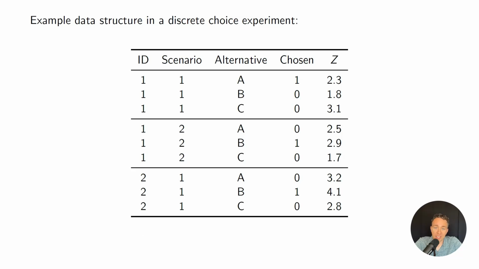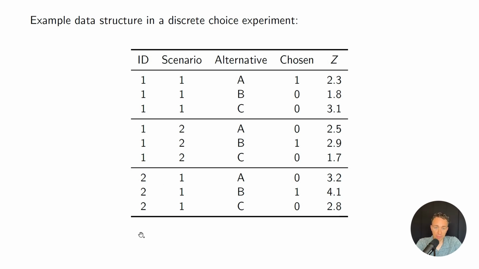This is an example data set from a discrete choice experiment, and it's got a particular structure that I wanted to highlight. First, we can see the decision maker identifying variable and the number of the scenario that they were offered. And each scenario has three options, and the respondent selects whichever one maximizes their utility. And then here we have one characteristic Z. Think of this like the price of the good or whatever else.